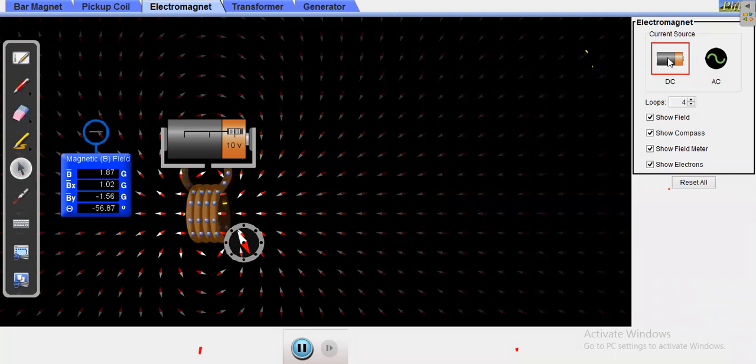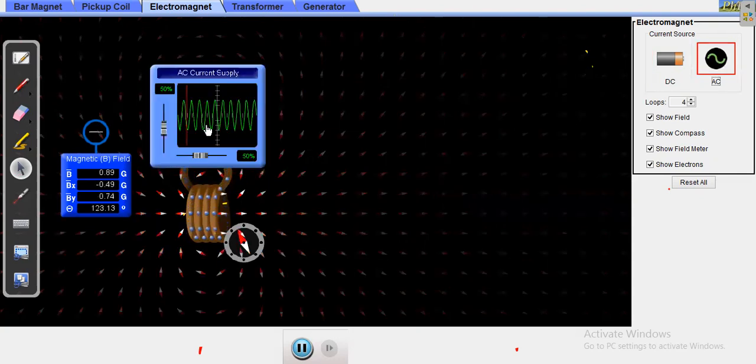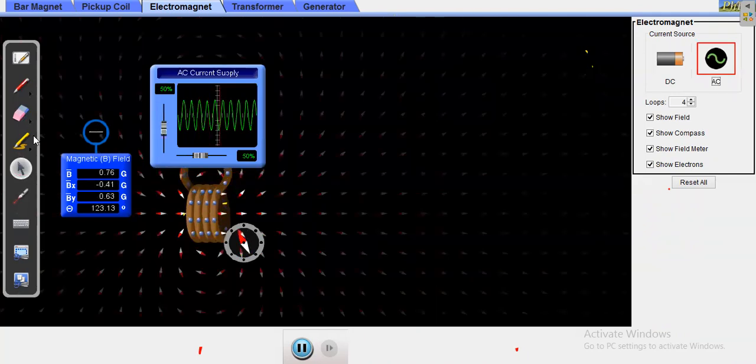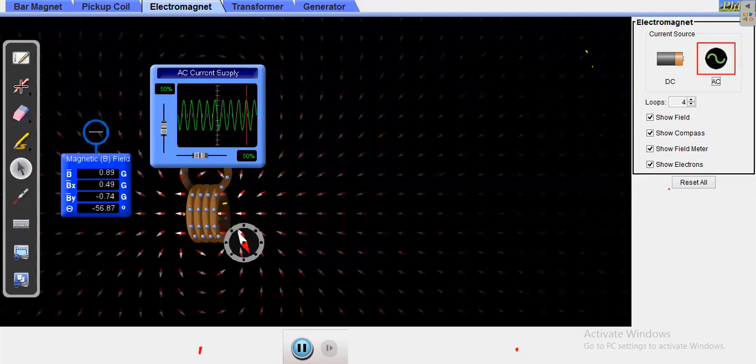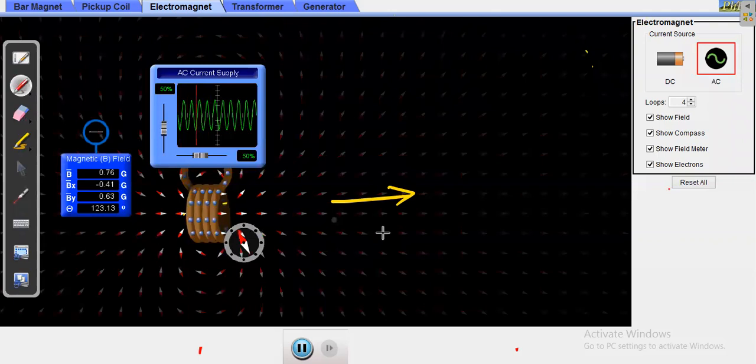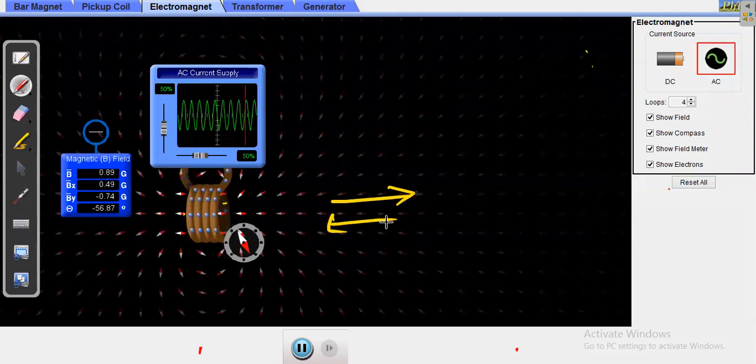In an electromagnet, you can use a DC source or you can use an AC source. Now, instead of a DC source, I am going to use an AC source. Now I will see what happens. When I connect the AC source, every cycle my magnetic field is getting flipped. For the positive cycle, if it is like this, for the negative cycle, it goes like this.